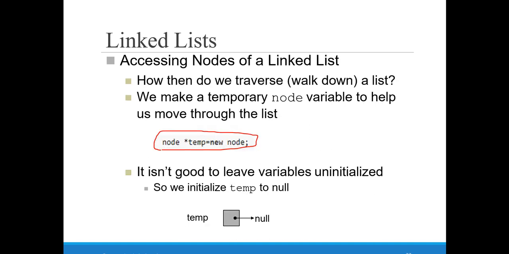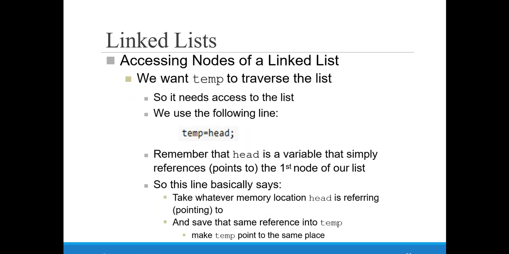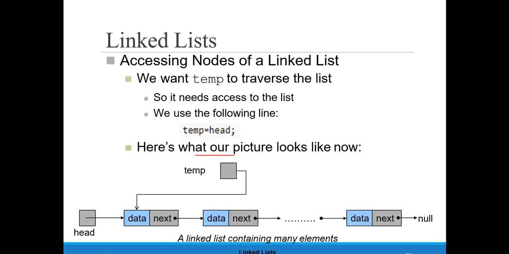How then do we traverse, or walk, through a list? We make a temporary node variable to help us move through a list. It's not good to leave variables uninitialized. We create temp and initialize it to null. Second, we say temp equals head. Now my temporary node is pointing to the head.